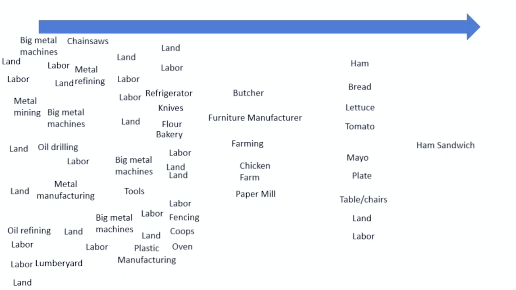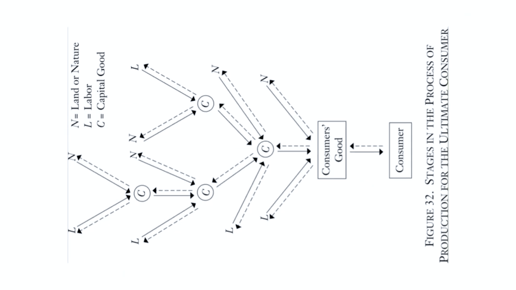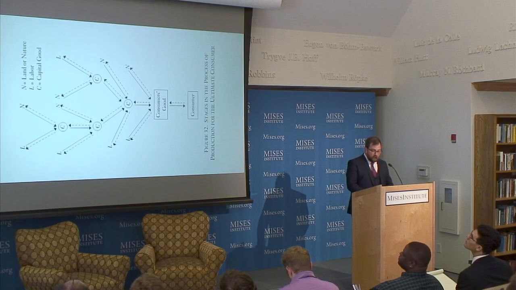This is still a little bit difficult to work with, but I would call your attention that this is very similar to Rothbard's figure 32 in Man, Economy, and State. If you turn your head to the side a little bit, you'll see that this is just land and labor being used to make capital goods through a structured production that ends with a consumer good at the end. Still a little bit intractable.